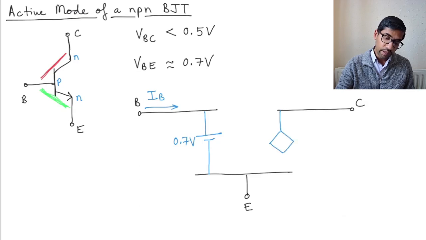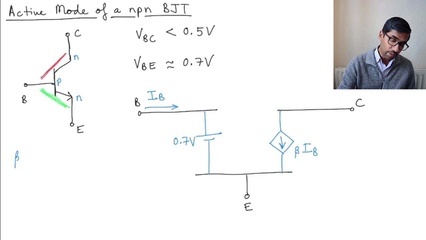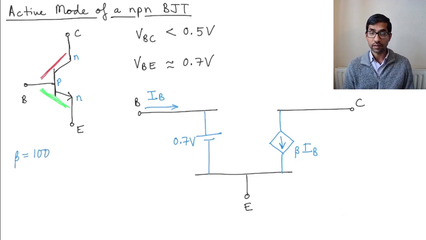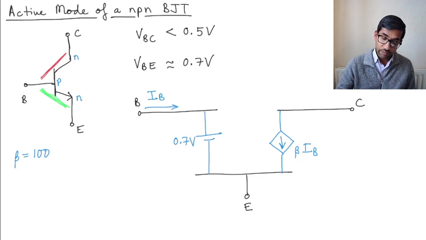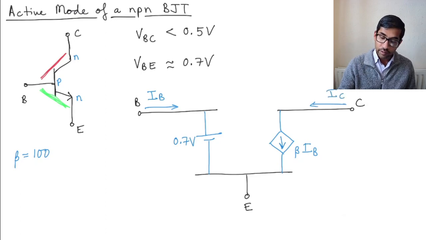So you have a current-dependent current source, and the current IC is dependent on IB and is beta times IB, where beta is a large number and it could be something like 100, sometimes 50, something around that. If this is the case, you can see that the entire IC is flowing through this current-dependent source. So beta IB is equal to IC.